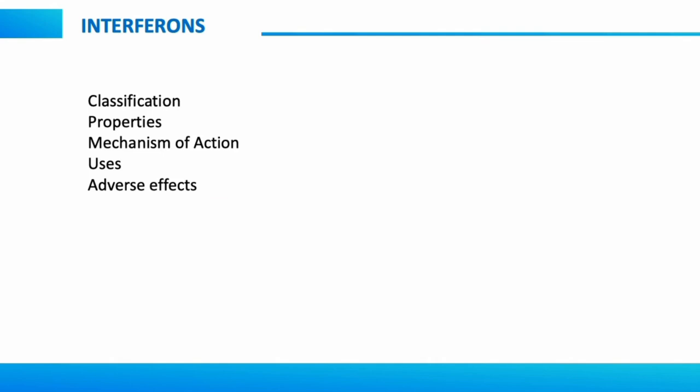So in this video, we covered classification. What is the difference between alpha, beta, and gamma interferons? What are the properties? Main is they are species specific, and it is also an endogenous pyrogen. When it comes to mechanism of action, you have to remember this JAK-STAT pathway, very important. And uses are specific. Interferon alpha, we use it for cancers and viral infections. Beta is for multiple sclerosis, and gamma is for chronic granulomatous disease. And adverse effects, please remember, flu-like illness.